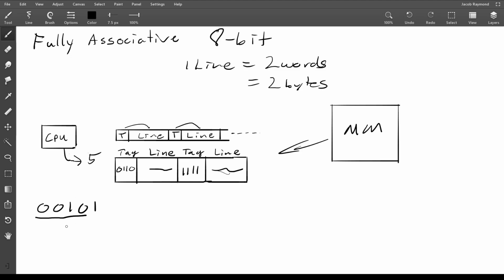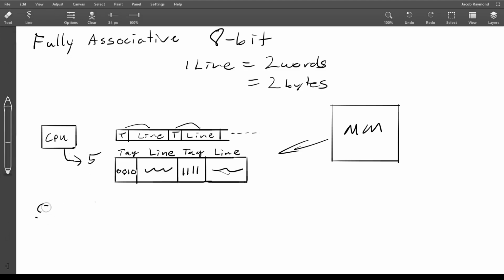So in this case, we'd access this, we'd say, oh, it's not in the cache, we'd get it from the main memory, and then we'd replace this one here, 0 0 1 0 1, or that last one wouldn't be there. It would just be that with whatever data is in the line, right?